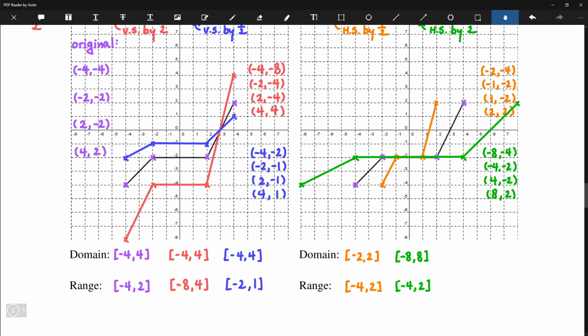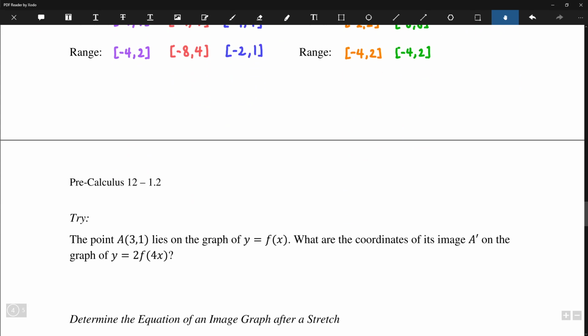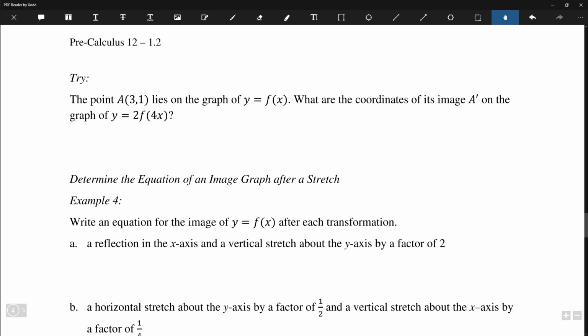All right, so a quick example on how to horizontally and vertically stretch graphs. Okay, let's get some other examples as well. Of course, some of them having to do with the equation itself, or points that are on the graph, just like this one right here. So next up we have the point 3, 1 lies on the graph of y equals f of x. What are the coordinates of its image A prime on the graph of y equals 2f of 4x?